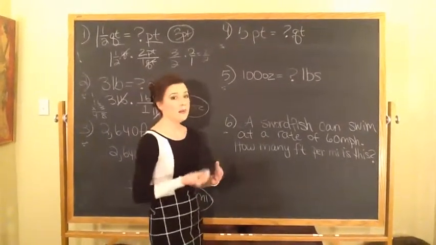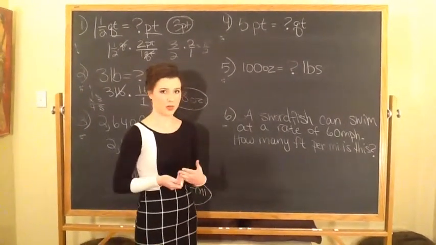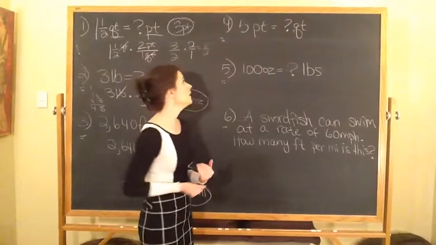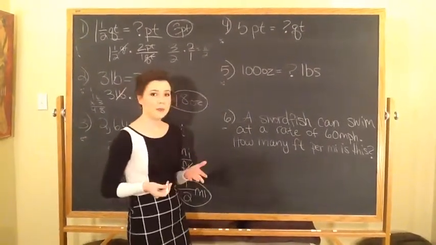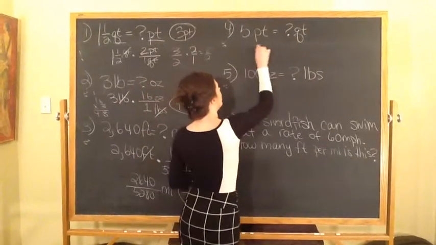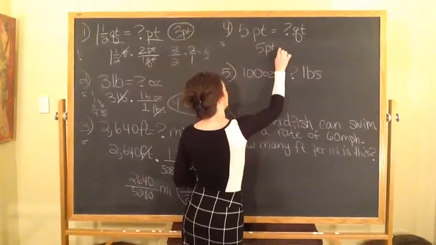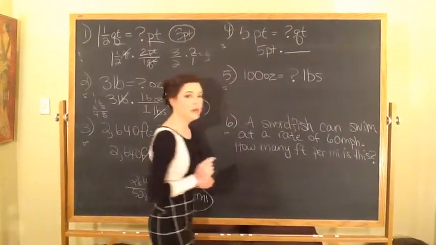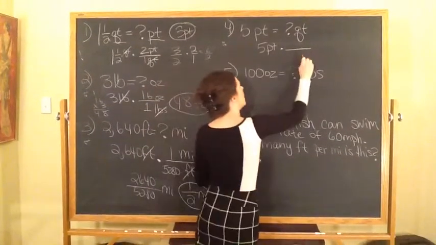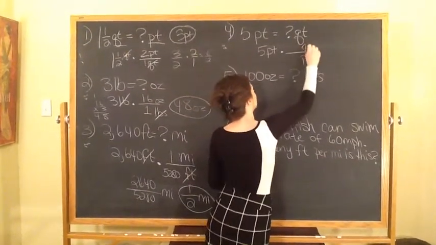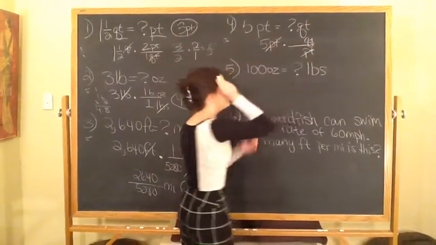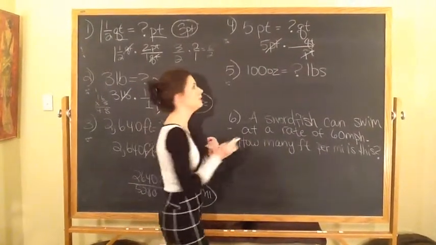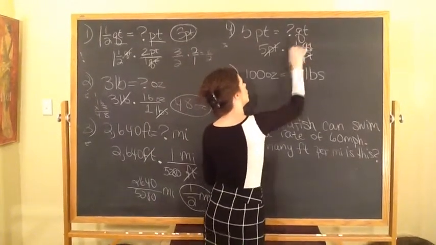We have 5 pints is equal to how many quarts? So you'll look at your chart and you'll figure out that there are 2 pints in 1 quart. So let's go ahead and set up our equation. We have 5 pints times, we need a ratio. Now I know that pints need to be in the bottom and quarts need to be in the top because we want to cancel out our pints. So now how many pints are in a quart? We have 2 pints in 1 quart, so we have 2 pints over 1.